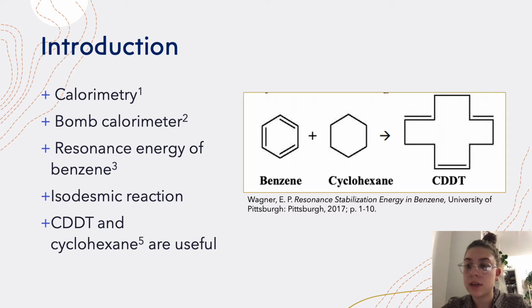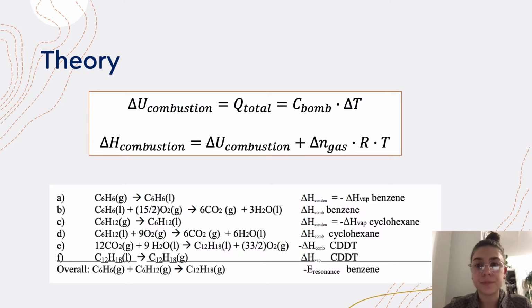CDDT is used as a chemical intermediate for flame retardants, flavors, fragrances, and several other things. Cyclohexane is often used in cleaning products, in oil extraction, and as a component in motor vehicle exhaust. Since benzene is highly hazardous, we can use the experimental determination of the heat of combustion of cyclohexane and CDDT instead to determine the resonance energy of benzene.